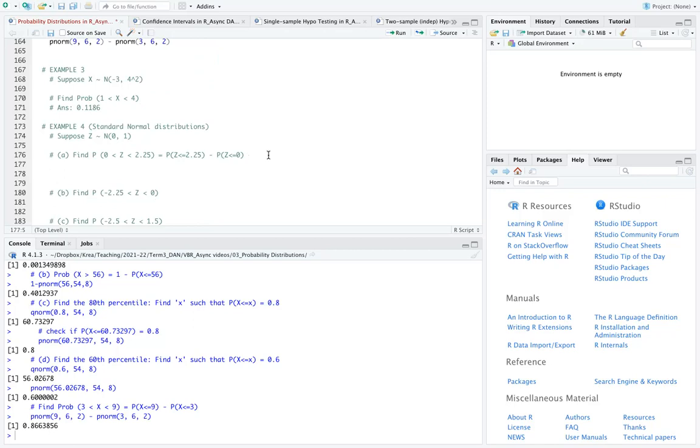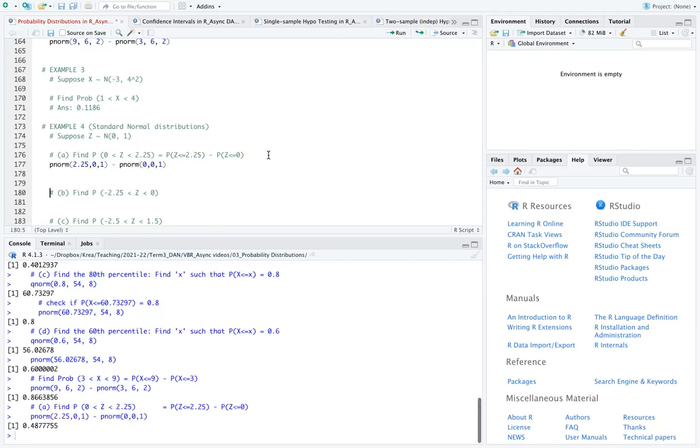So we're going to do pnorm 2.25, mean 0, 1, minus pnorm 0, 0, 1. And we get the answer 0.487775. That's the answer to the first question.